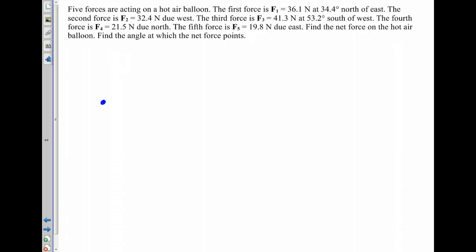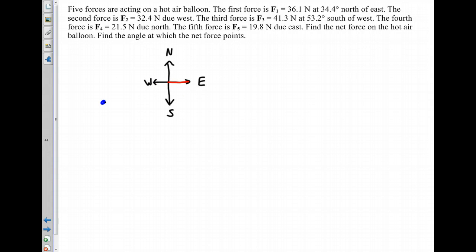The first, F1, it's 36 newtons, and it's north of east. So, just so we know, north, east, south, west. If it's north of east, that means it's not east, like that, but it's north a little bit from east. So down here, this would be south of east. This would be straight west, or due west. Something like this would be south of west, and that would be north of west. So that's how the conventions are phrased.